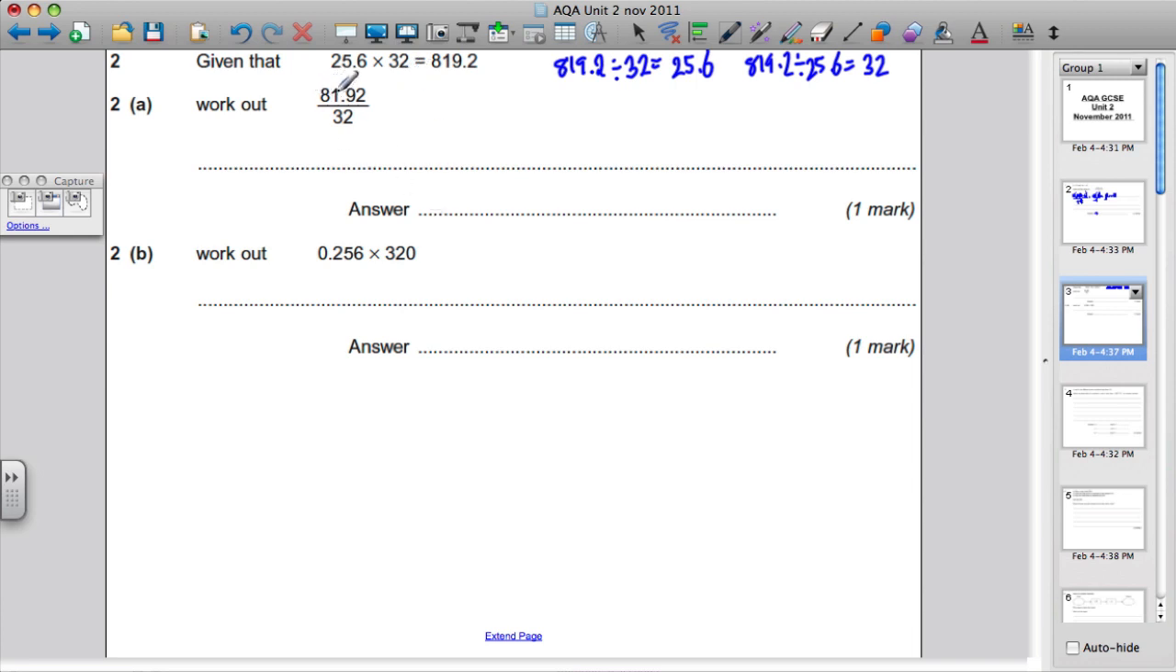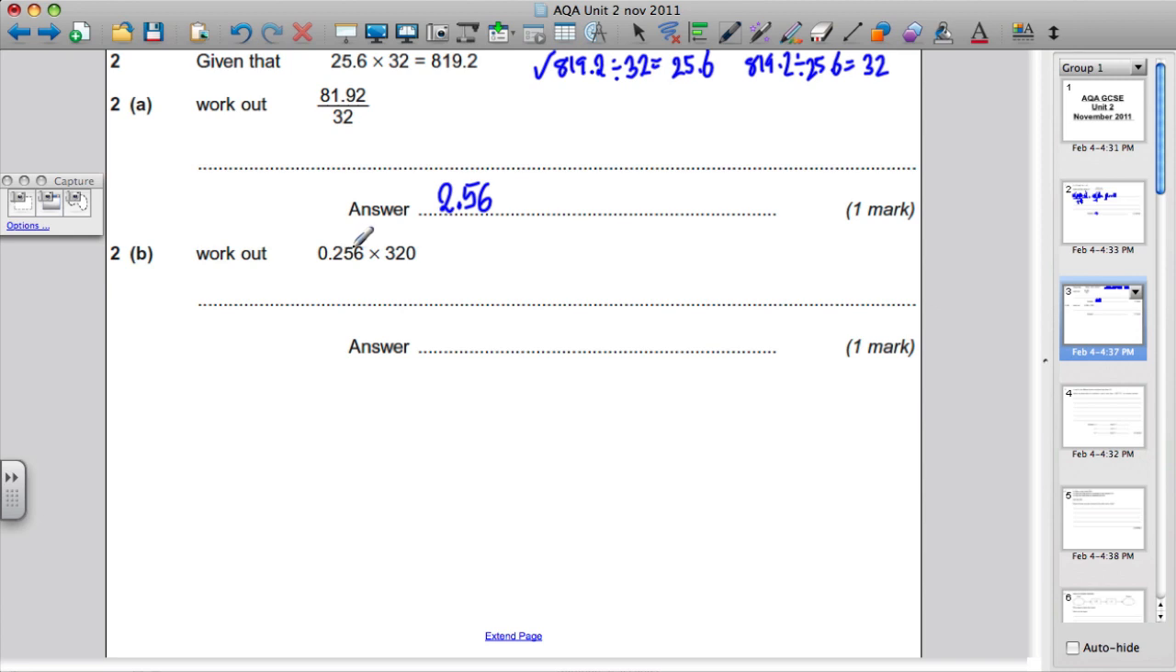So they ask us 81.92 divided by 32. Well, we can use this up here. We know that 819.2 divided by 32 is that. We've reduced the top number, or the first number in the division, by a factor of 10, so overall our answer 25.6 will be reduced by 10, so I would put 2.56.